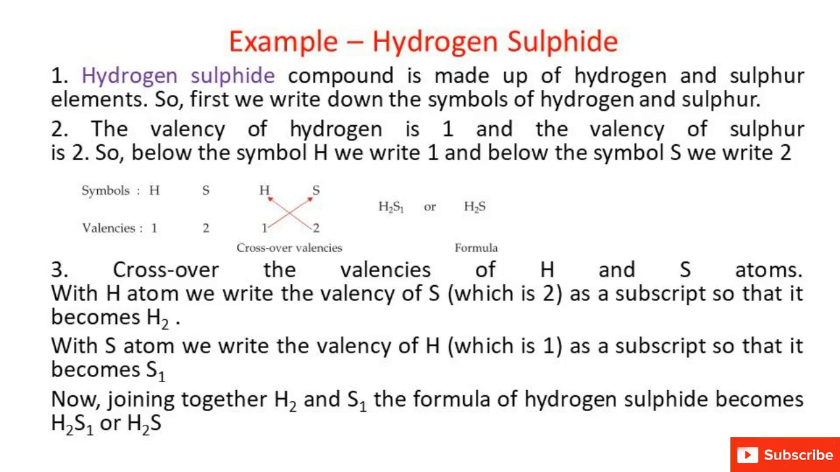So first example is hydrogen sulfide. Hydrogen sulfide is a compound of hydrogen and sulfur. So first we write the symbol of hydrogen and sulfur. As we know, the symbol of hydrogen is H and the symbol of sulfur is S. Now the valency of hydrogen is 1, so below hydrogen we will write 1. And the valency of sulfur is 2, so below sulfur we will write 2. Now we will cross over the valency. So what formula will it be? That is H2S.